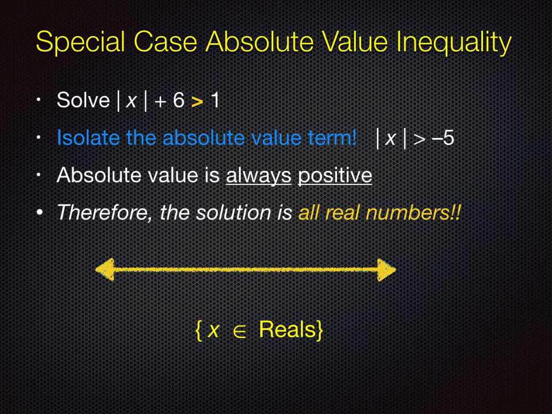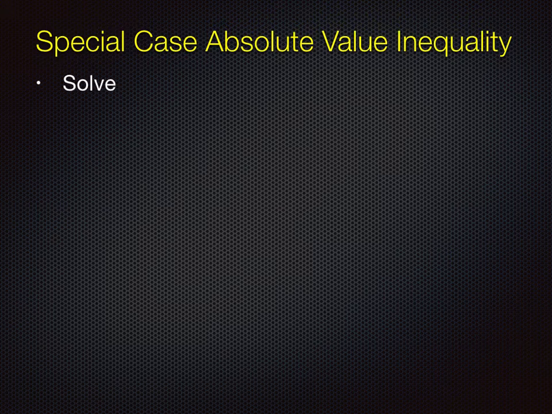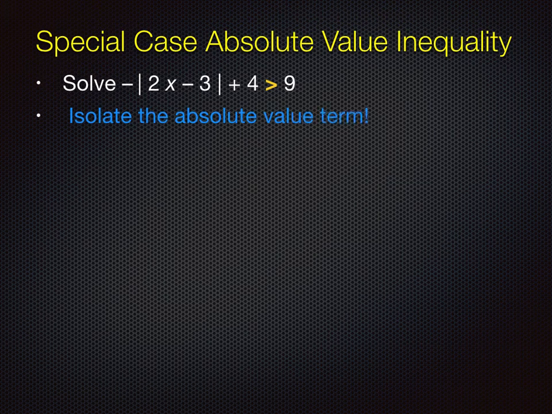Let's take another special case. Here we have negative the absolute value of 2x minus 3, plus 4, is greater than 9. Isolate the absolute value term first. So we're going to subtract 4 from both sides. Now we want to divide both sides by negative 1, but when we do, remember, we switch the direction of the inequality.